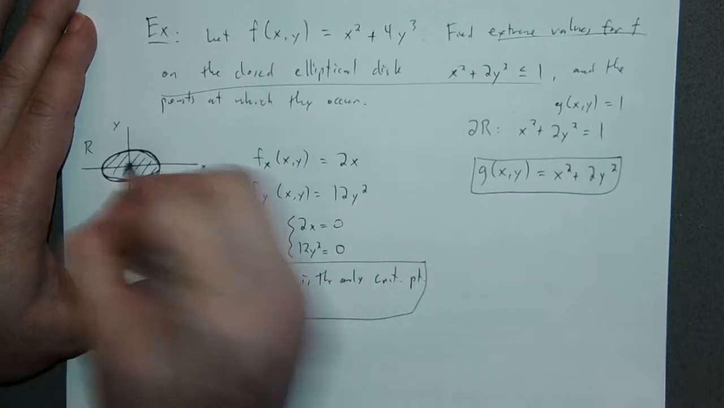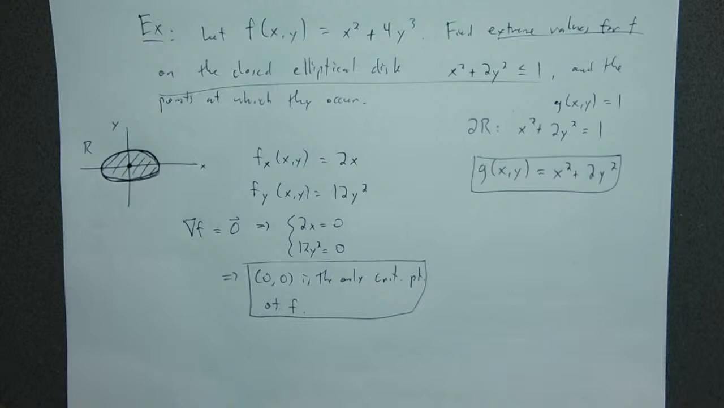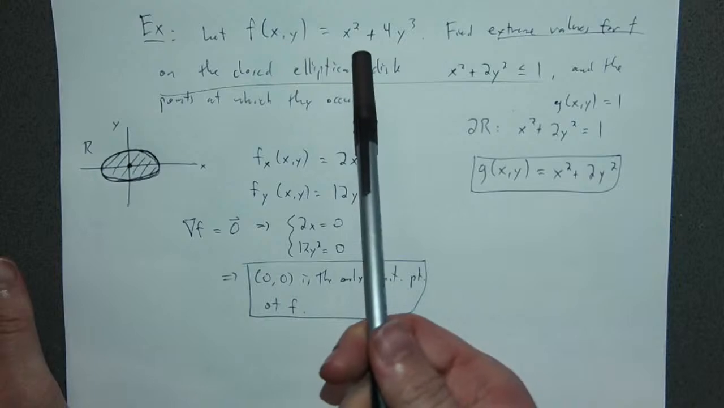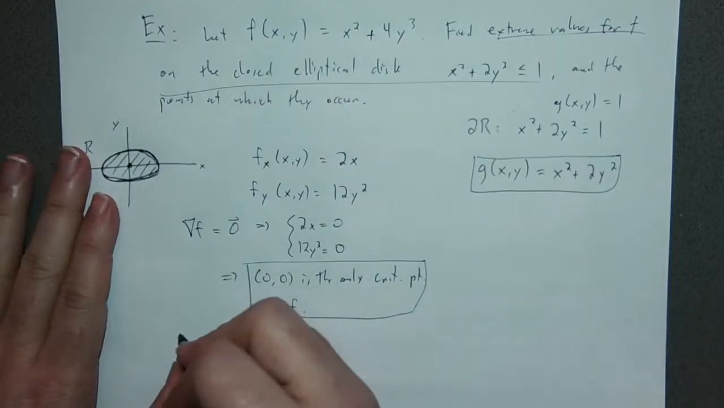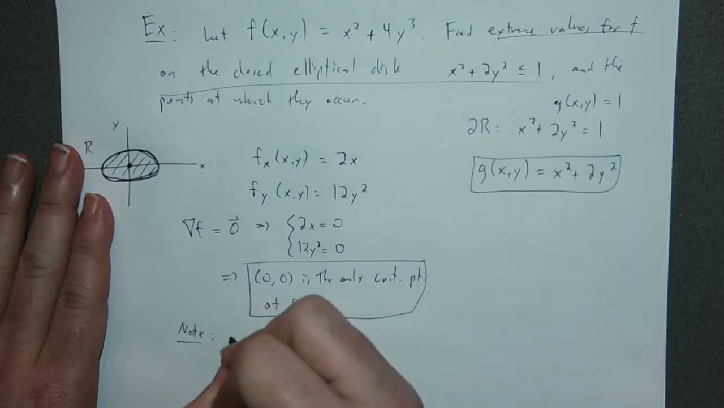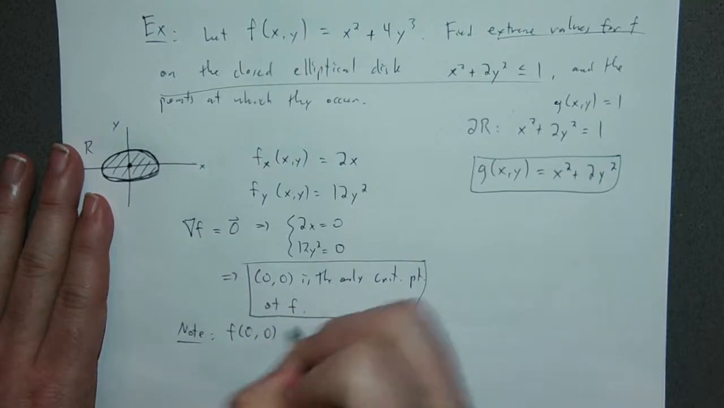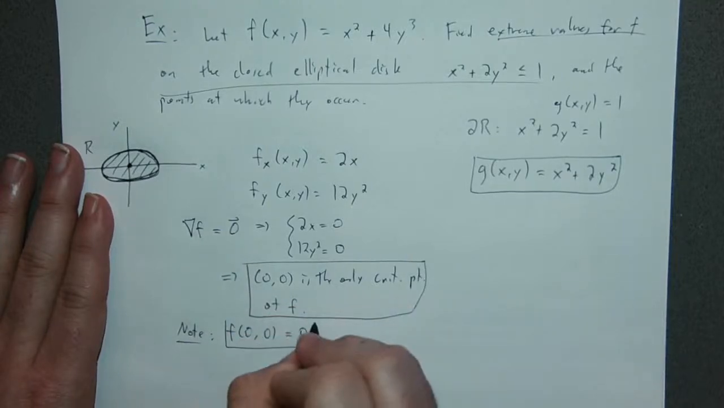Happens right here. So there's a point where something can happen. It's really easy to test this point. I plug (0, 0) into f and I see that it has value 0. So f of (0, 0) is equal to 0. We can already quickly see that.